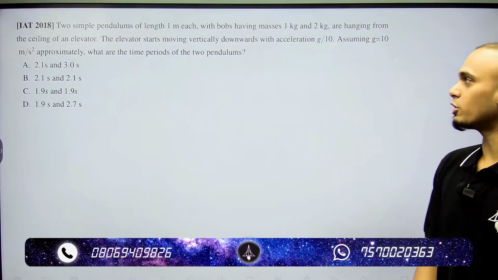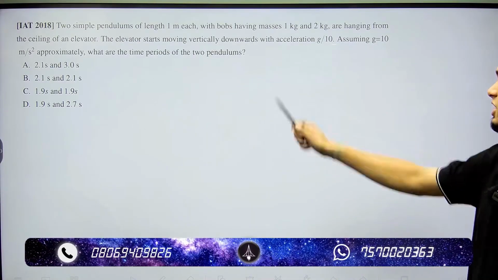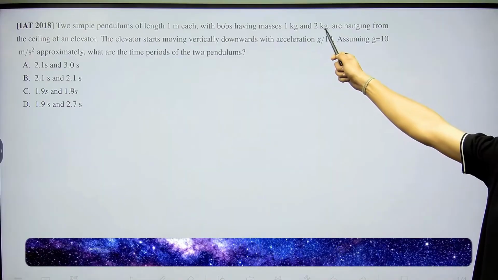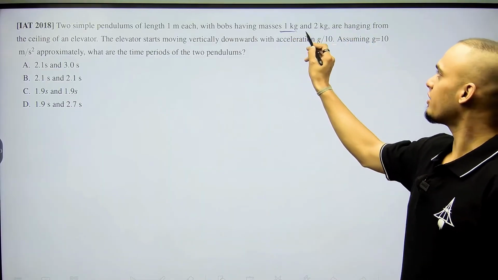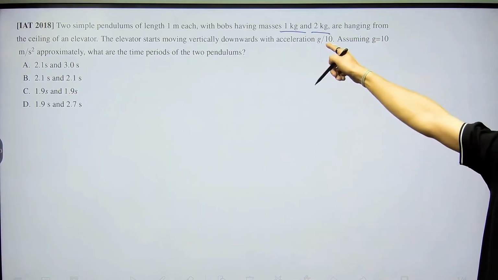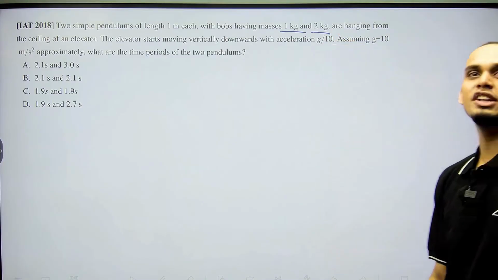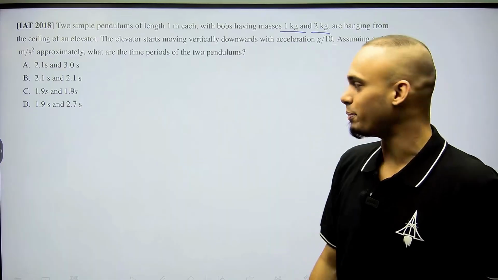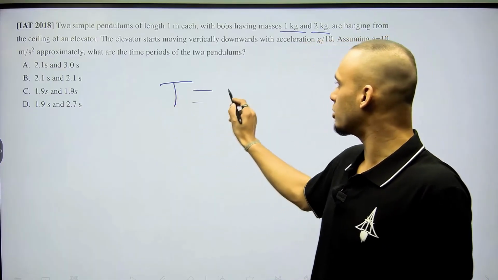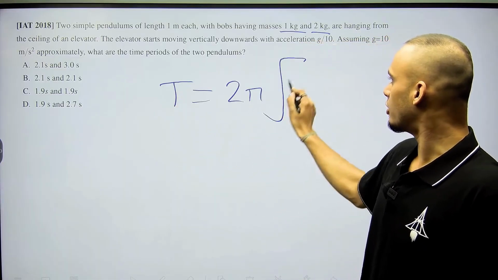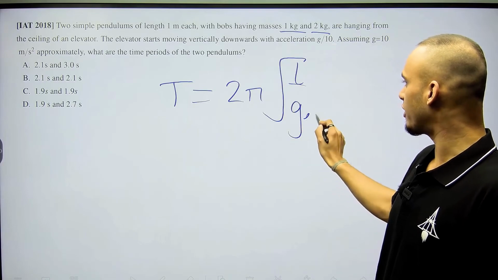This question talks about two simple pendulums of length 1 meter each and whose bobs have mass 1 kg and 2 kg. Right off the bat we can see that even though both the bobs have different masses, this actually has no effect on the time period of a pendulum, which is given by T is equal to 2 pi under root length upon effective gravity.